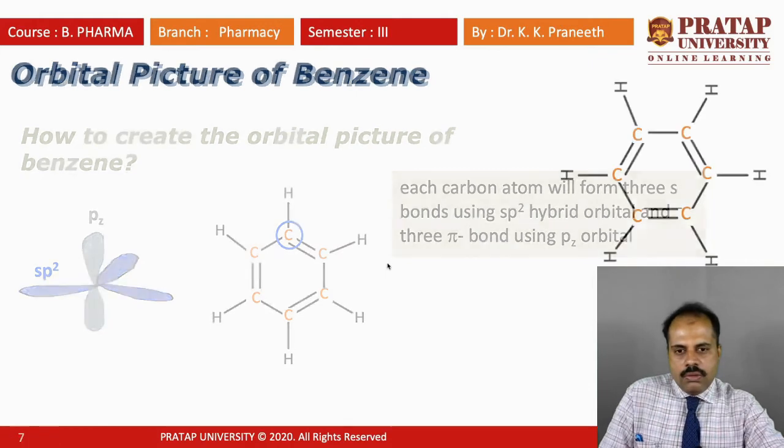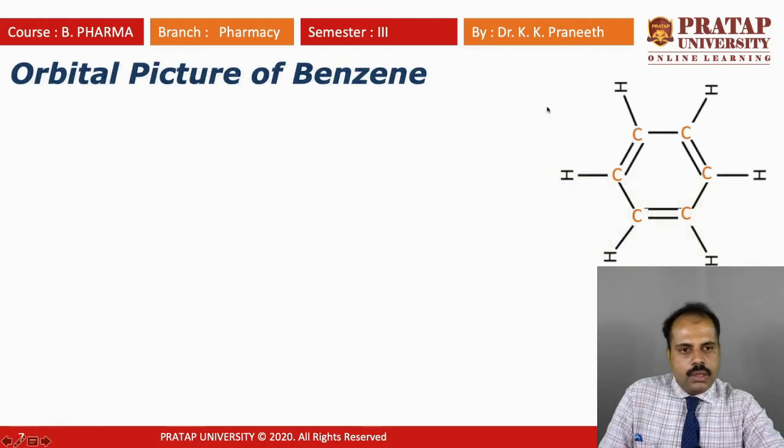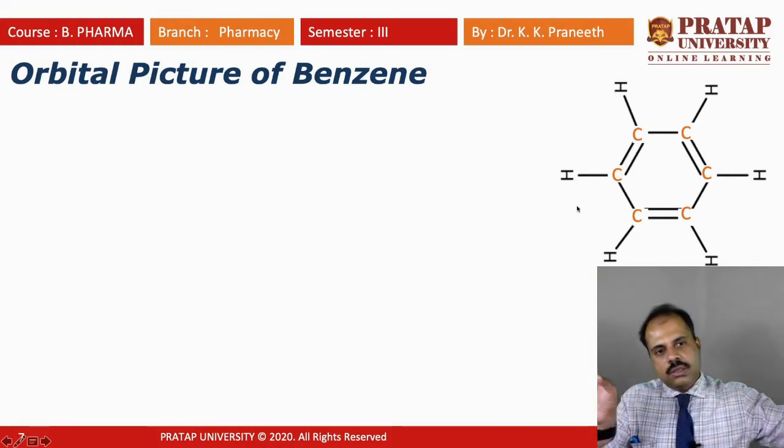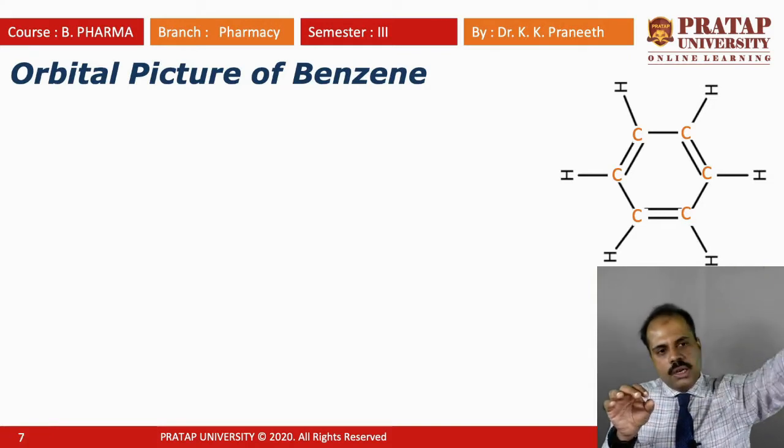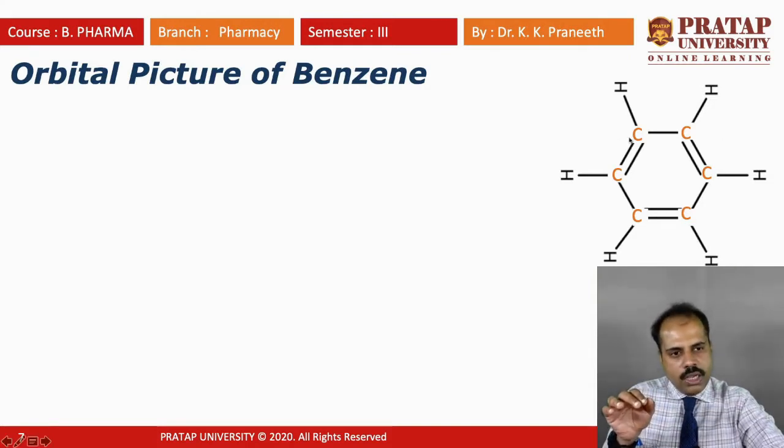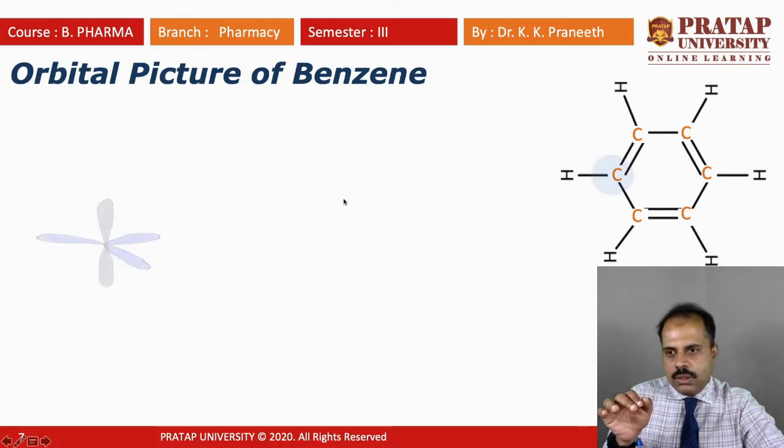So this one we will see now. This is the chemical structure of benzene. It has 6 carbons in a hexagon, and 6 hydrogens positioned away from the carbon atoms, each away from the ring. And there are 3 double bonds, or pi bonds.